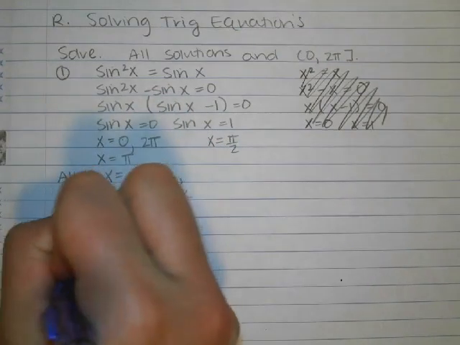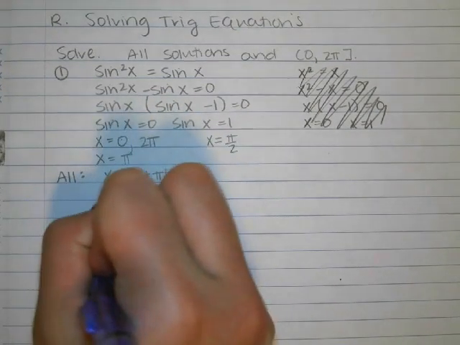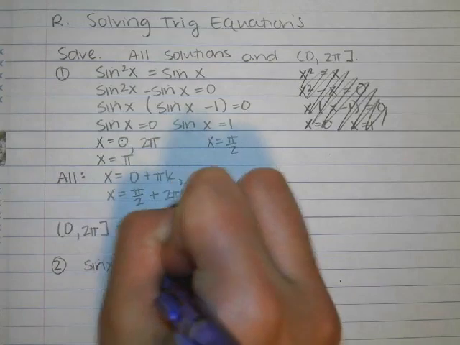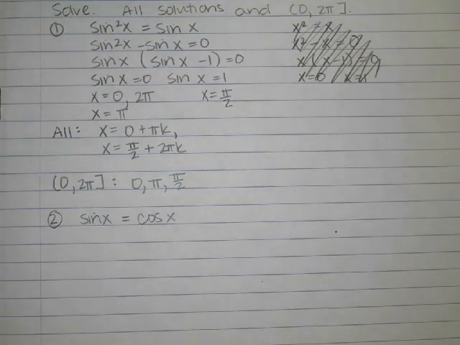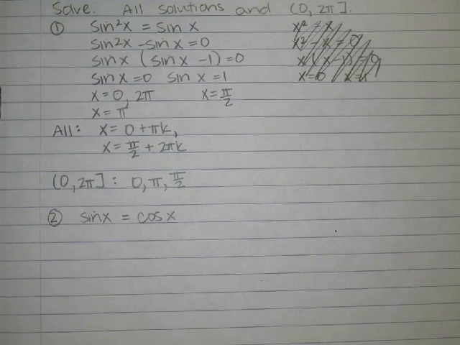All right. Example 2. Sine x equals cos x. There is a way to solve this equation using trig identities and getting the sides to be the same and maybe setting it equal to 0 and maybe factoring. It's a lot easier to think of this problem intuitively.